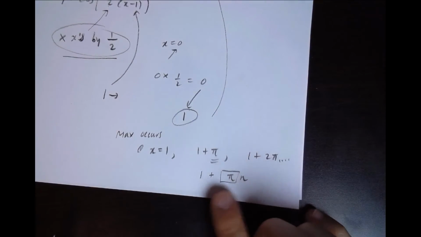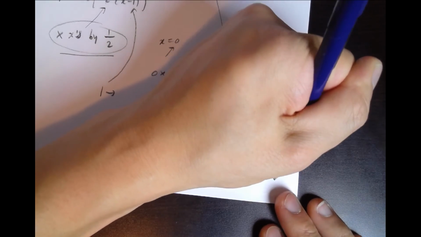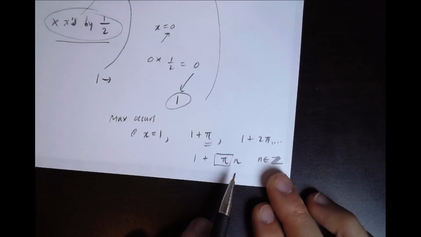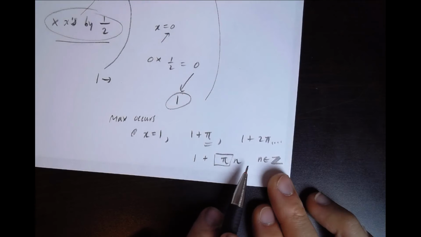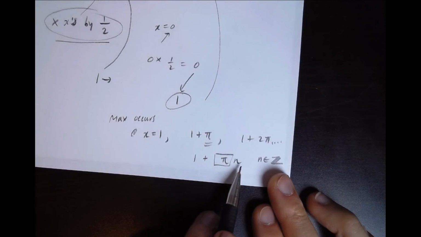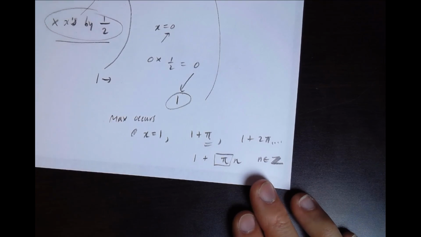So when you say 1 plus pi n, where n is an integer, you can see that n can be 1, 2, 3, even 0, which gives you the solution 1. And when n is negative 1, it's going to be 1 minus pi, etc. So here's a general solution for all the possible maximum values.